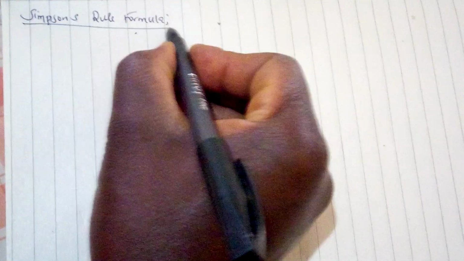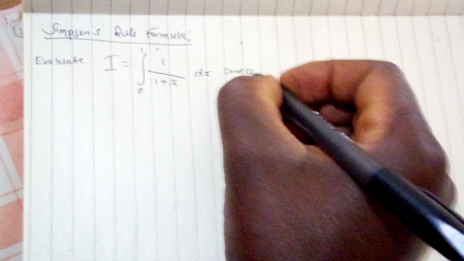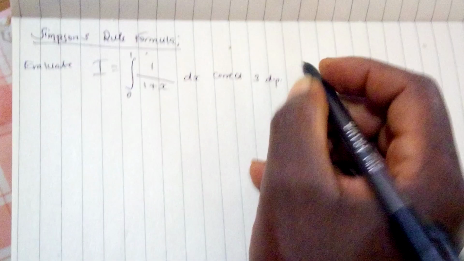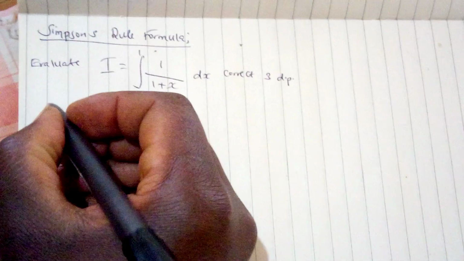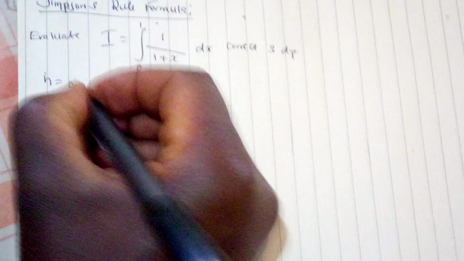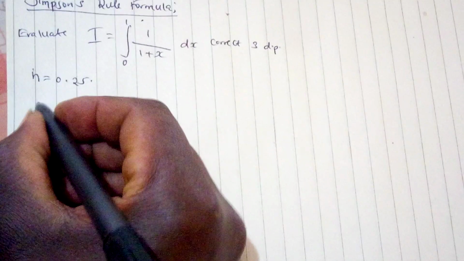Today we are going to learn about Simpson's rule formula, and we are going to learn it using an example. So we have this example here. Evaluate, given this sum, I is equal to the integral of 1 divided by 1 plus x dx. We are going to have it correct to 3 decimal places, and we have been told that we use h is equal to 0.25.